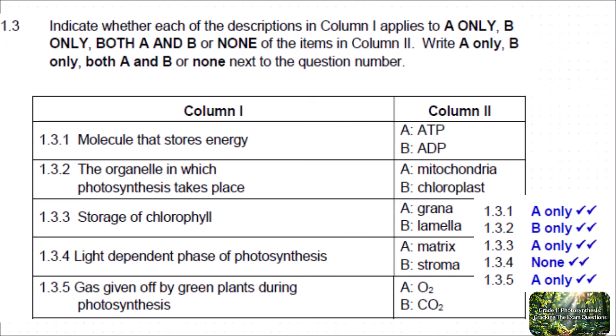Where does the light-dependent phase happen? It happens in the grana, but that's not an option here, is it? So the correct answer is none. See how they try to catch you out? And finally, the gas plants release is oxygen, O2, making it A only. Getting these details right is how you score big.